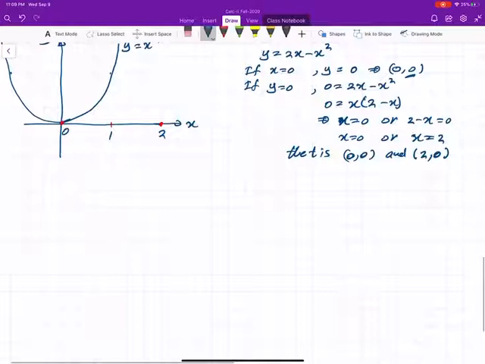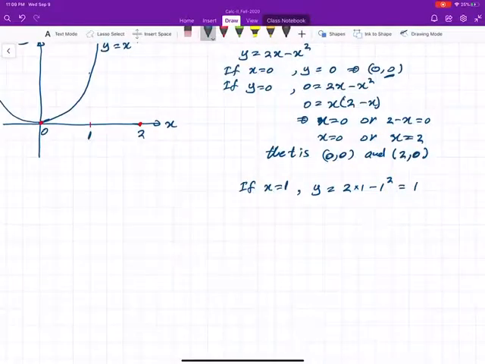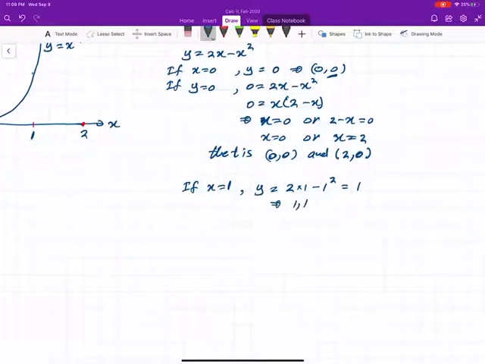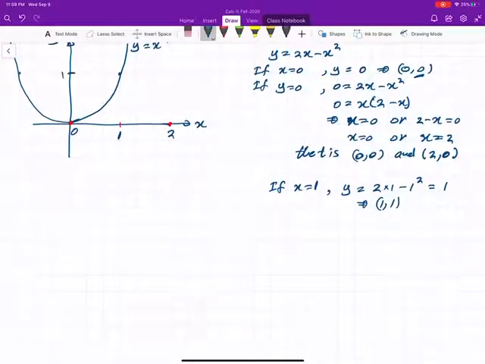What happens if x equals 1? Because I know this is 1, I'm going to find the corresponding y at x equals 1. If x equals 1, you have y equals 2 times 1 minus 1 square. So this is actually 1. So the corresponding point here is 1, 1. When x equals 1, y should also be 1. So it should go through that point. Okay, so you found 3 points. Now you know the shape. Since it's a parabola, the shape should look like this.